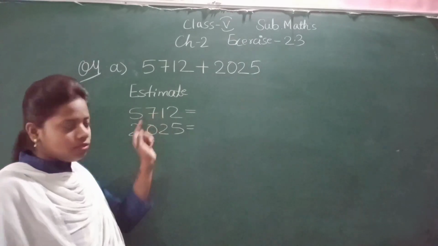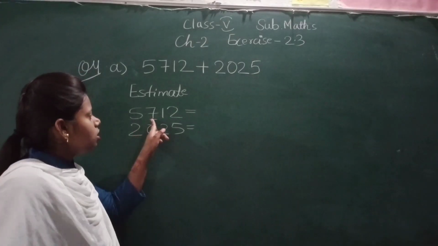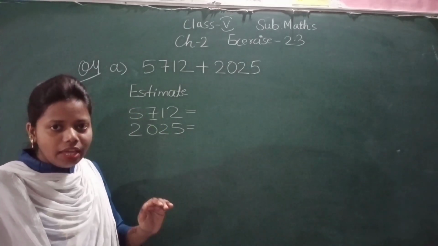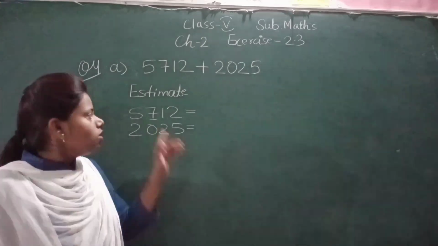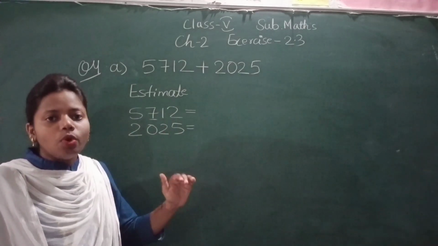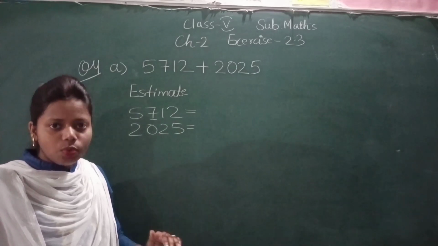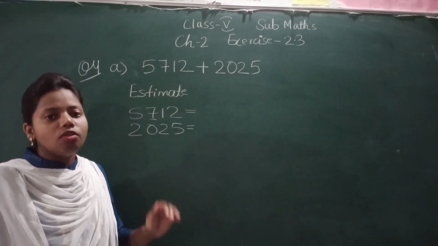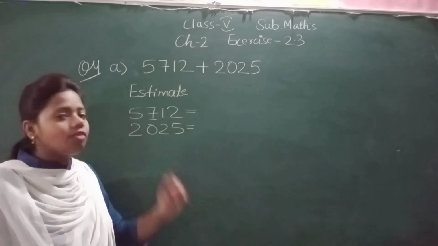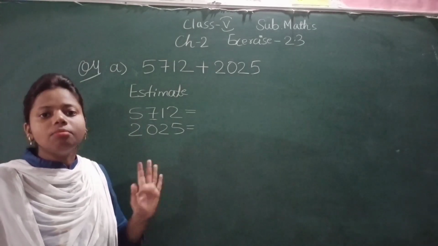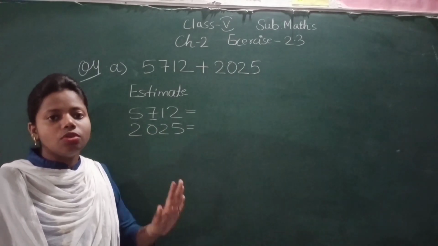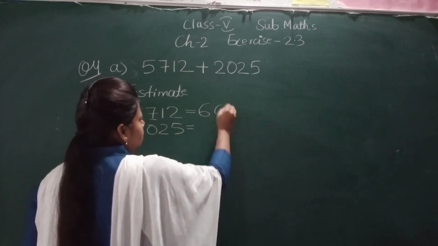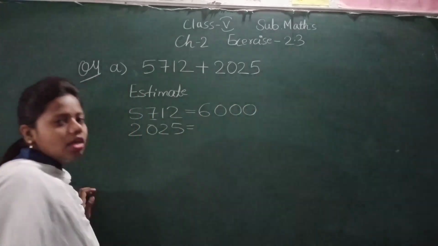So we will see the hundreds place. Can you see this 7? I have already taught you rounding. You have to see whether it is more than 5, less than 5 or equal to 5. 7 is more than 5. When the number is equal to 5 or more than 5, you have to add 1 to the thousands place. So this 5 will become 6, and the rest of the 3 places will become 0, 0, 0.